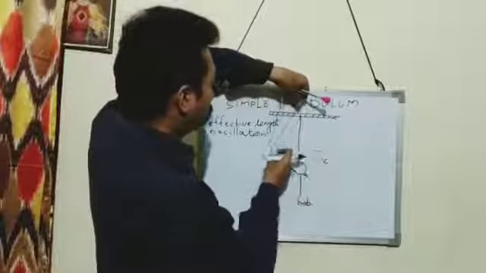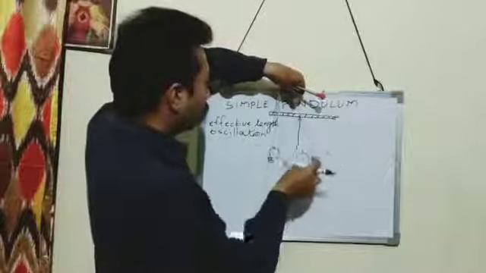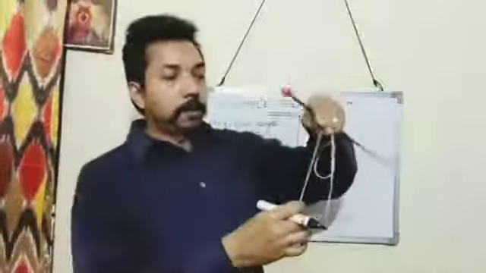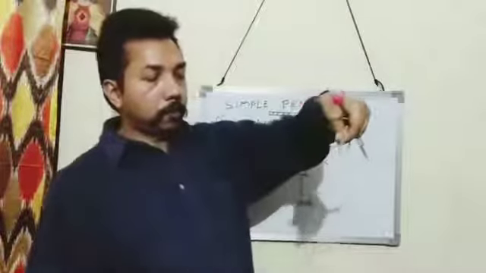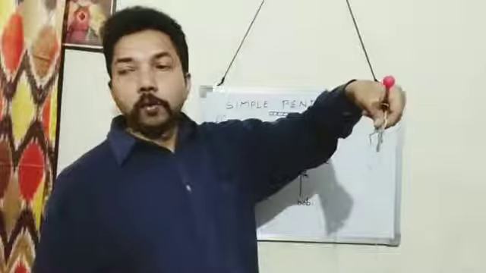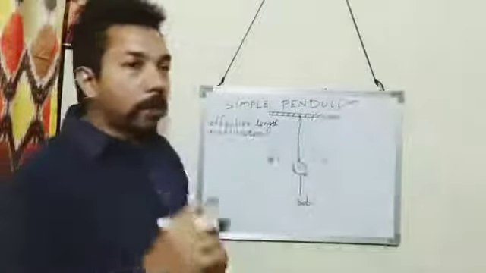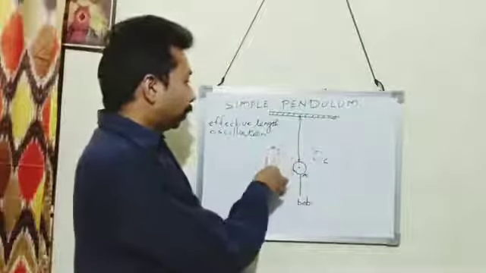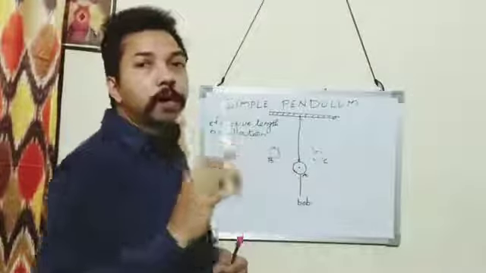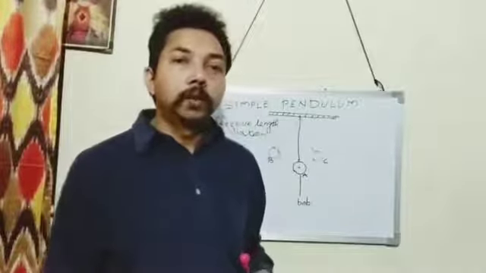So suppose I take it here, then it goes here and comes back. This to and fro motion is called oscillation. Now this pendulum is oscillating in to and fro motion. One oscillation means we start from the left side, go to the right side and then come back to the left side. That is one complete to and fro motion.